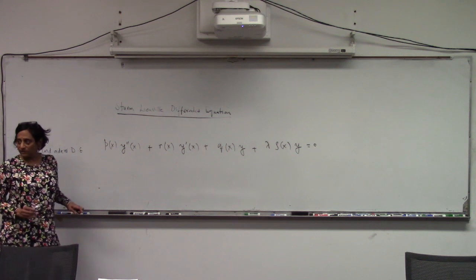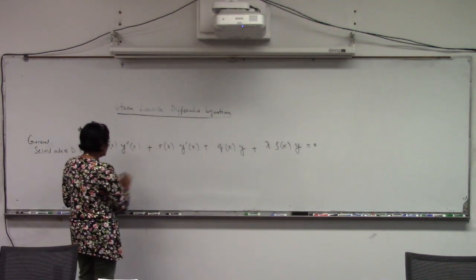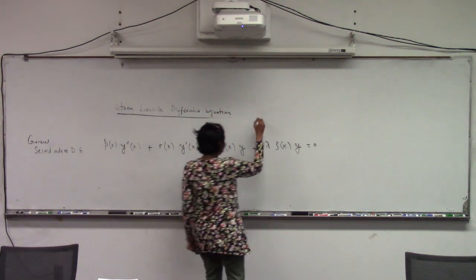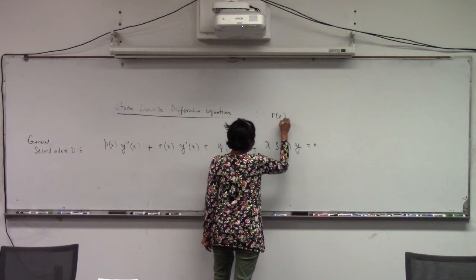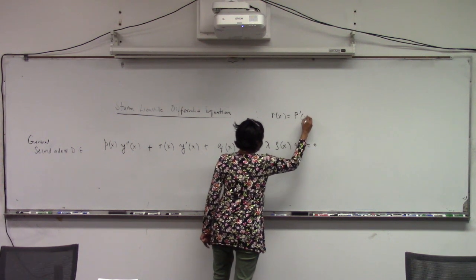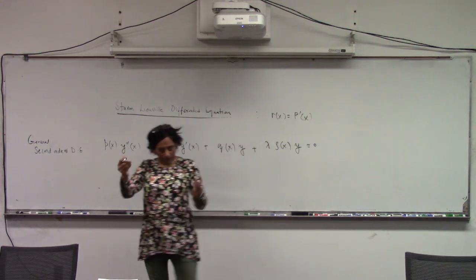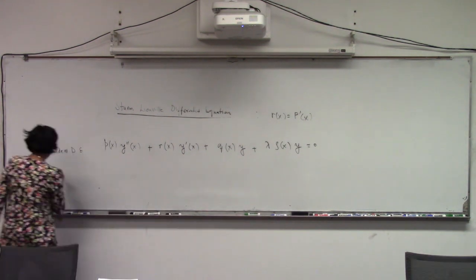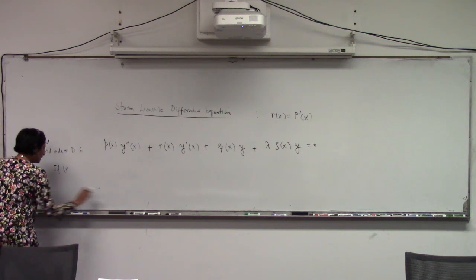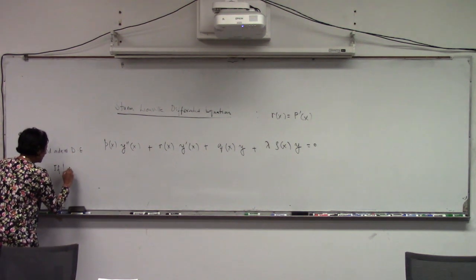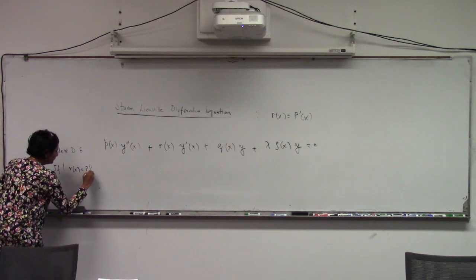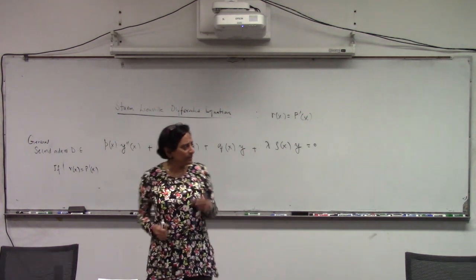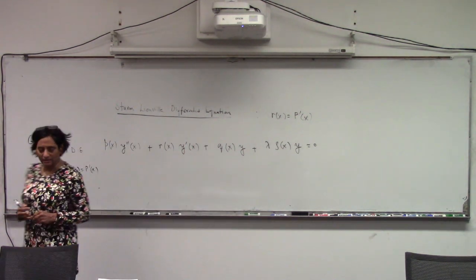A Sturm-Liouville differential equation is one where the coefficient R(x) is equal to P prime(x). That's the case for the Legendre differential equation. Not all second order differential equations satisfy that. If R of x equals P prime x, that's called a Sturm-Liouville equation. The importance of the Sturm-Liouville equation is the following.